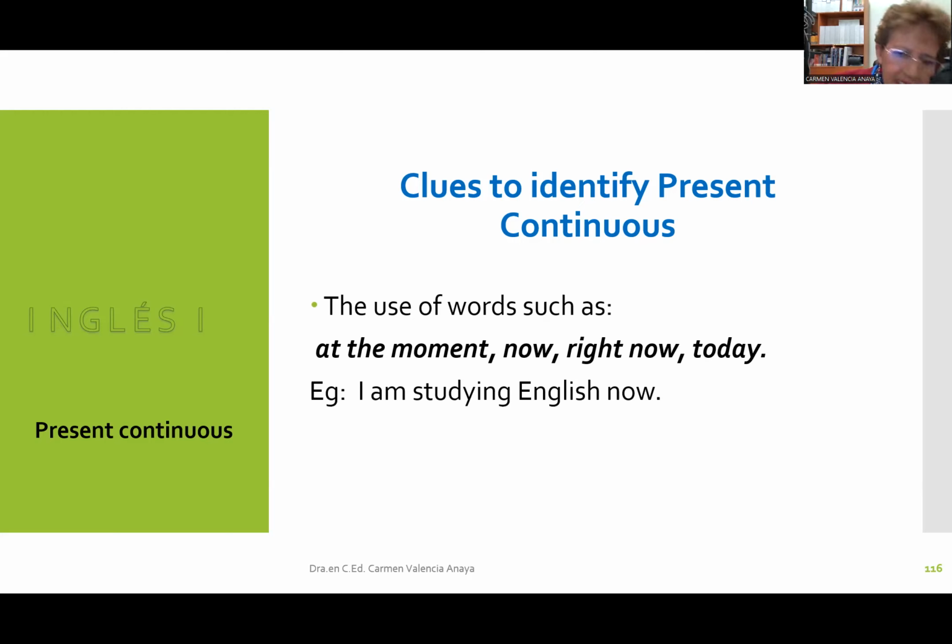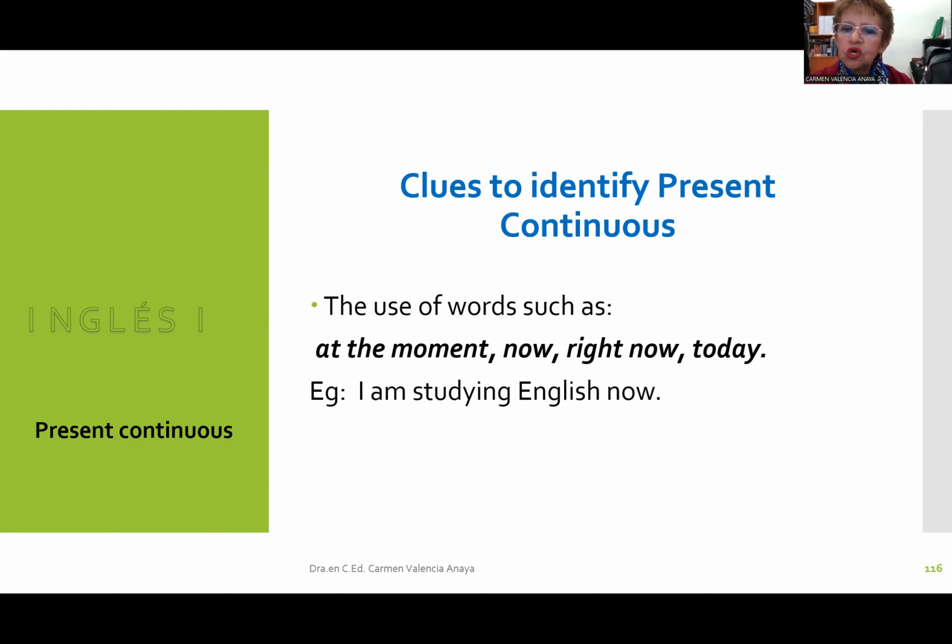Okay? Now, let's go to the present continuous. If you remember, some classes ago, we talked about present tense. What is the present tense? When you usually do something as a daily routine. If you remember, for example, I brush my teeth. My mother prepares breakfast. My father works every day. I usually go to school. My brother seldom goes to school, and so on.